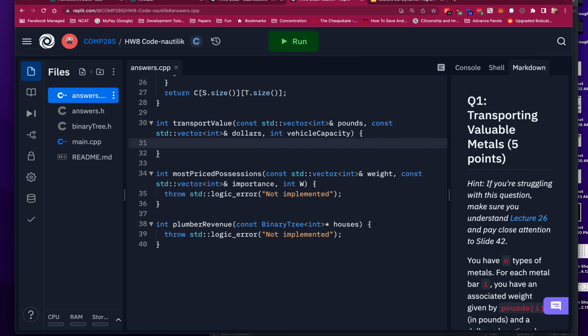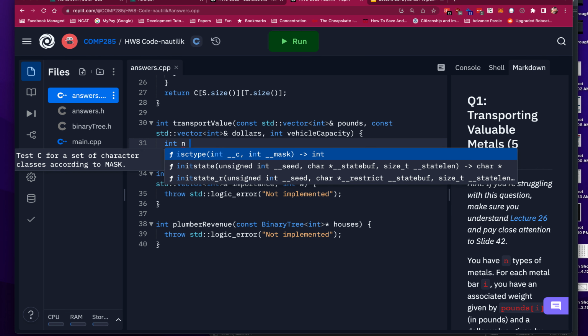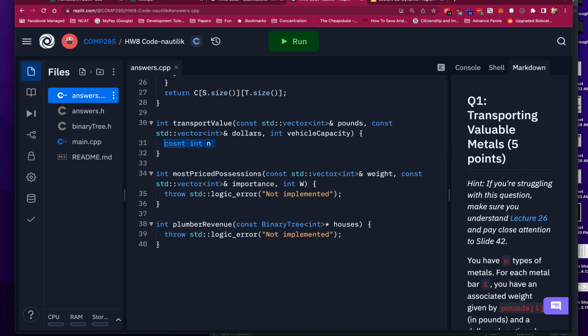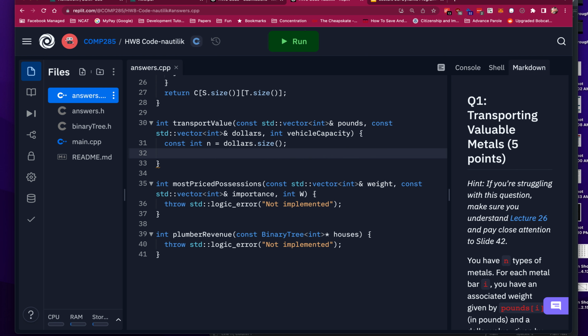The very first thing you do is you can assume that dollars and pounds are going to match. They're going to be the same length. I'm not going to give you examples where they're different lengths because that doesn't make sense for the problem, right? What you do know is your n is going to be given by dollars.size or pounds.size, because pounds is how much the item weighs, dollars is how much it's worth, right? And then vehicle capacity is your W, right?